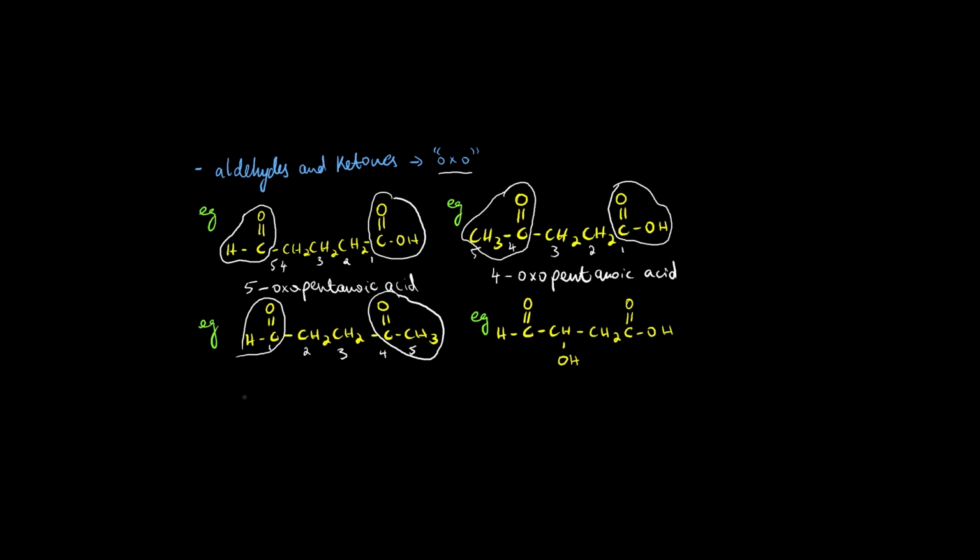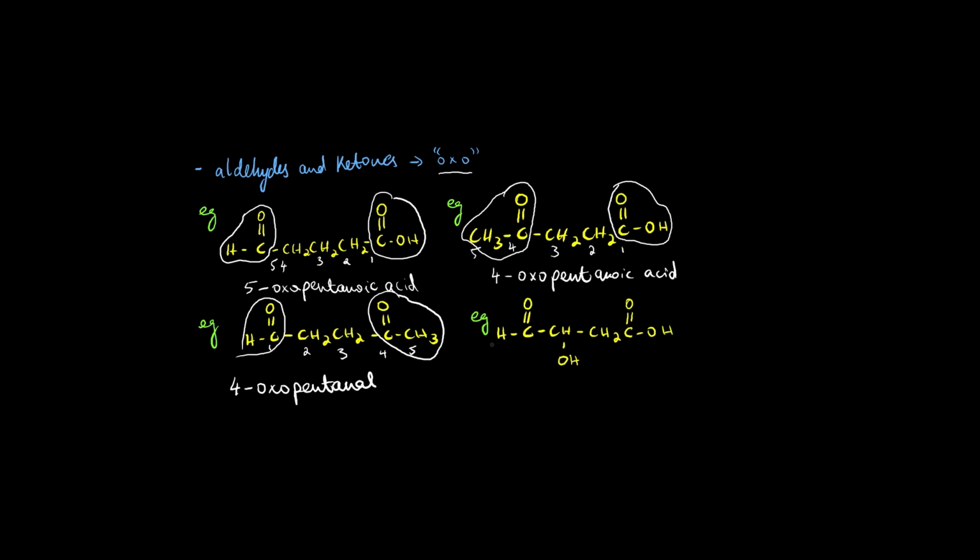Now let's name this. 4-oxopentanal. Why is it 4-oxo? It is 4-oxo because the fourth carbon has the ketone group attached to it, therefore it's a substituent, and therefore it will be oxo. Pentanal because it is a 5-carbon aldehyde, right?